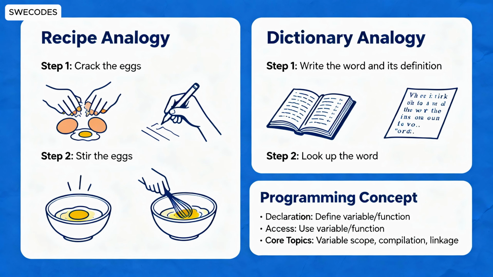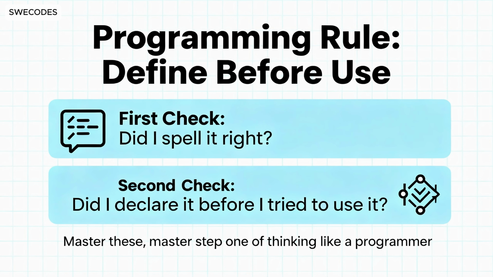This concept is the root of variable scope, compilation, and linkage, all critical, high-level topics in software engineering. But they all start with this one non-negotiable rule. Define it before you use it. The next time you get an undeclared error, don't panic. Your first check is always, did I spell it right? And your second is, did I declare it before I tried to use it? Master this, and you've just mastered step 1 of thinking like a programmer.